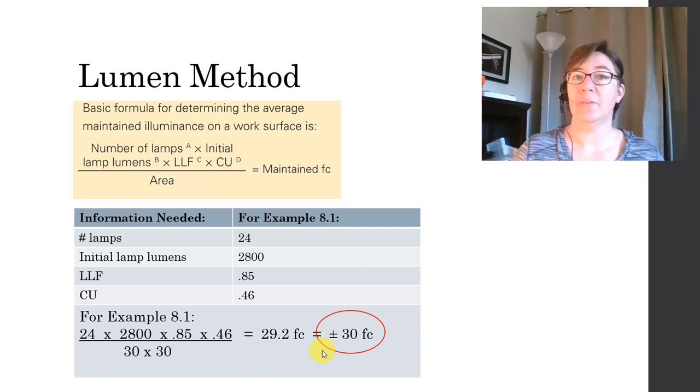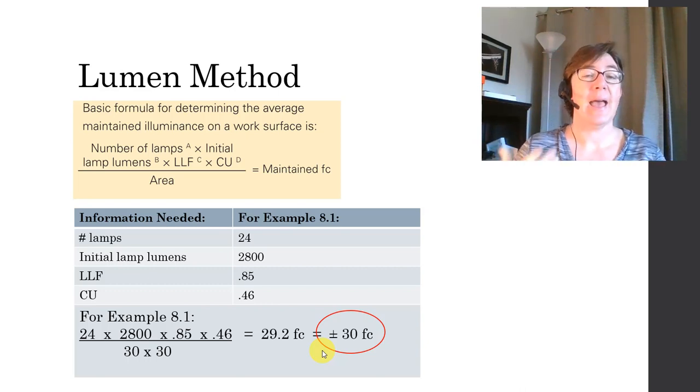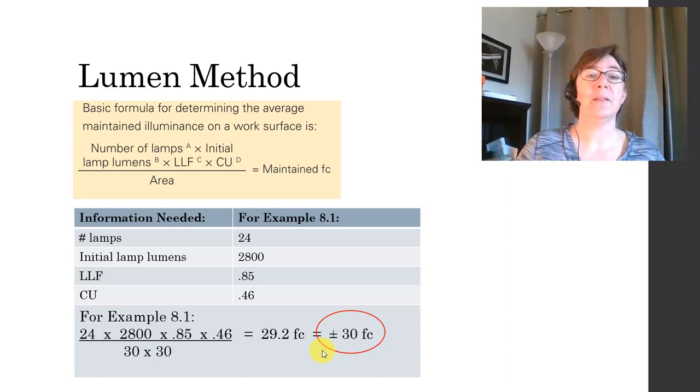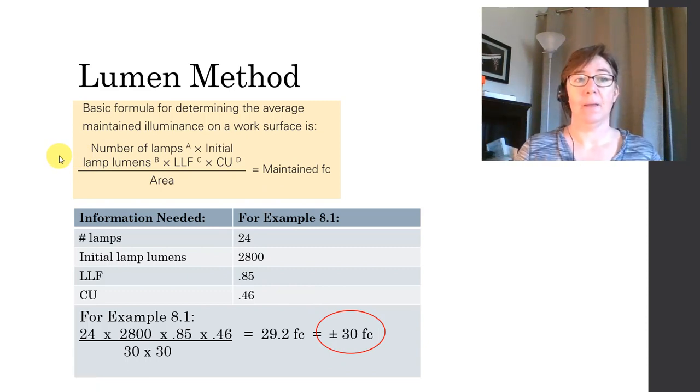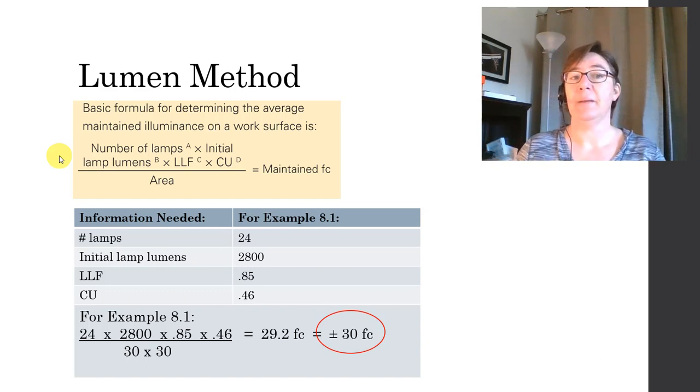All right, guys, we're in the home stretch now. We've got a lot of information about our project. Let's put it all together and find out how many foot candles we are actually receiving on our work surface in this room. And the formula for that is the number of lamps in the room multiplied by the initial lamp lumens multiplied by the light loss factor and the coefficient of utilization. And take all of that and divide it by the area of the room.